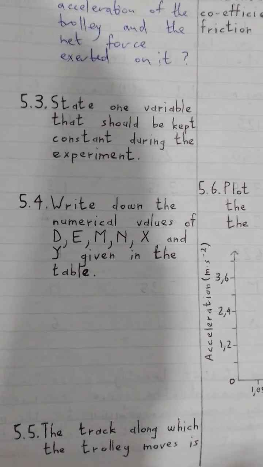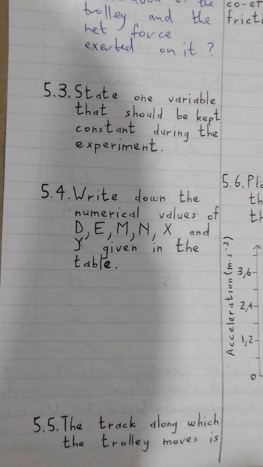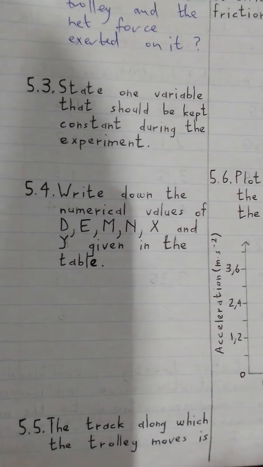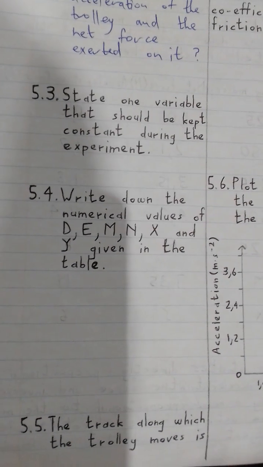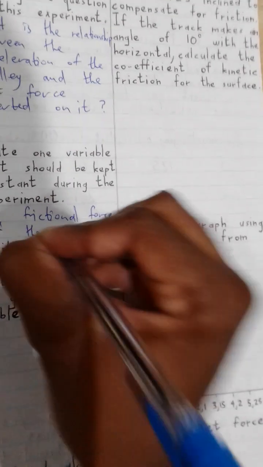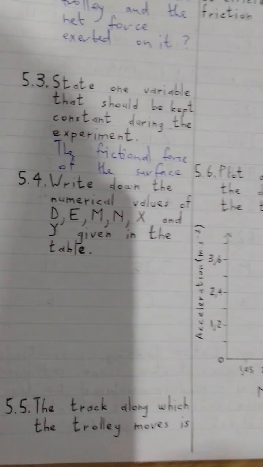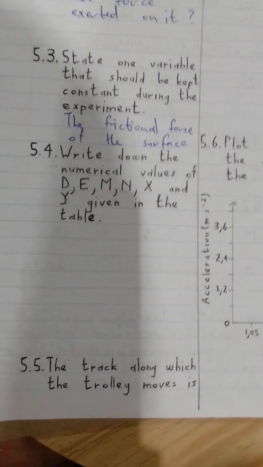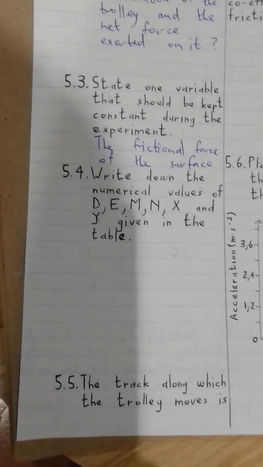5.3 states, state one variable that should be kept constant during the experiment. So one variable that should be kept constant, we can say the frictional force of the surface. I know this sounds a bit obvious, but guess what? They need to do it on the same surface, or make sure that the surface has the same coefficient of kinetic friction. Okay.